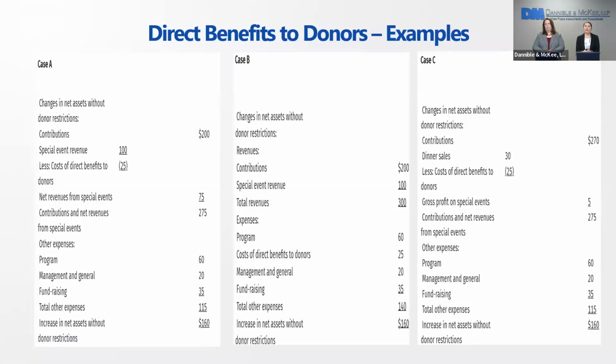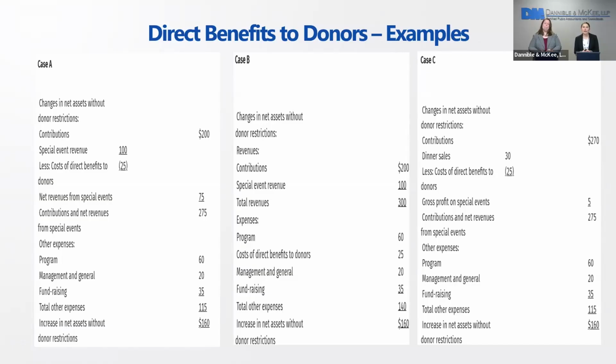So here we have a few different examples of how that direct benefit to donors can be shown. So in case A here, you can see there are contributions of $200. There's special event revenue of $100, and they're backing out the direct cost of benefit to donors right below that special event revenue line. So it's showing up net in your income section. Down below, you can see net revenues from special events of 75, contributions and net revenues of 275, etc., to get you down to your total expenses.